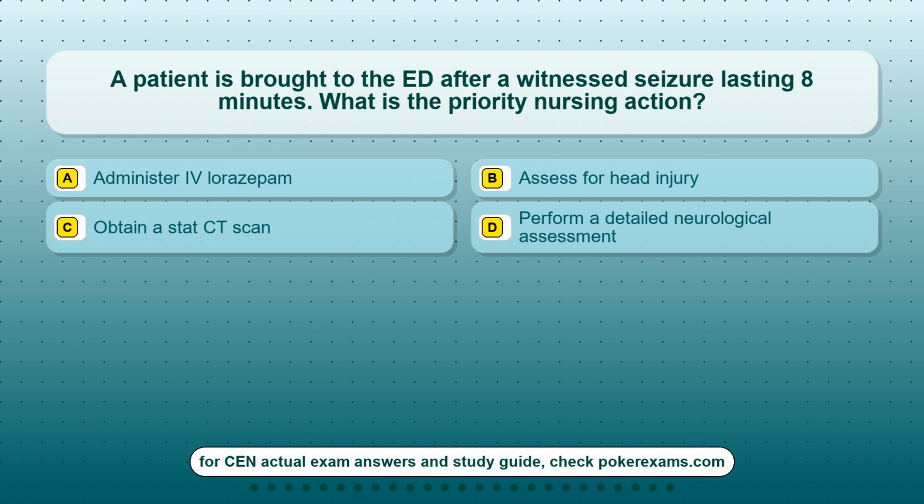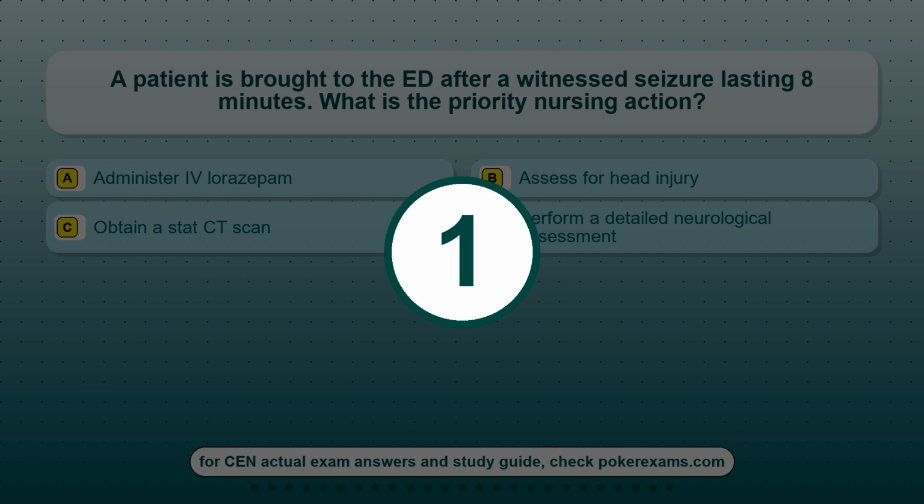Question 18. A patient is brought to the ED after a witnessed seizure lasting 8 minutes. What is the priority nursing action? Option A. Administer IV lorazepam. Option B. Assess for head injury. Option C. Obtain a stat CT scan. Option D. Perform a detailed neurological assessment.